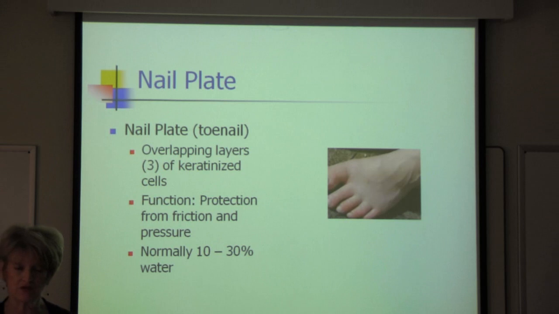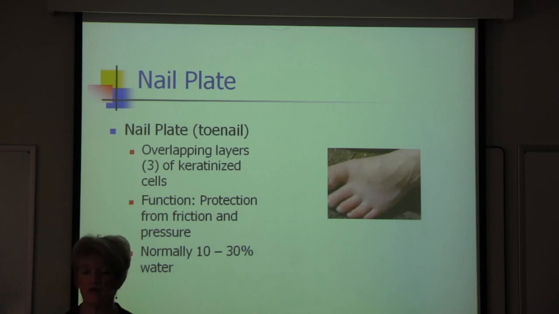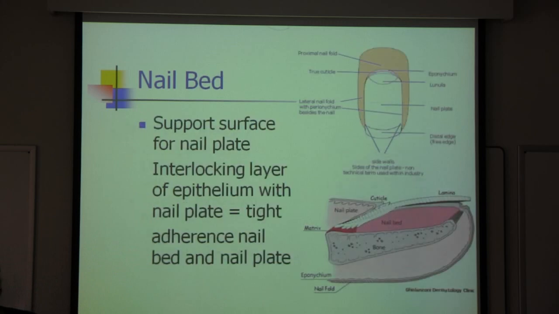Notice that toenails are normally 10 to 30% water. If the water content is diminished, then the nails become very brittle. If the water content is increased, the nails become very soft. So think about when you've been wearing gloves all day long and sweating inside the gloves, and the only time the gloves are off, you're washing your hands. And some of you have developed very thin nails that split very easily. It's just because of the increased water content.